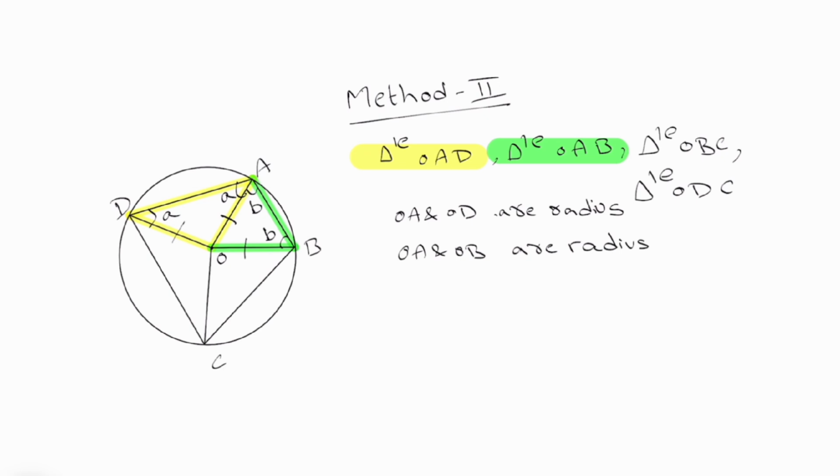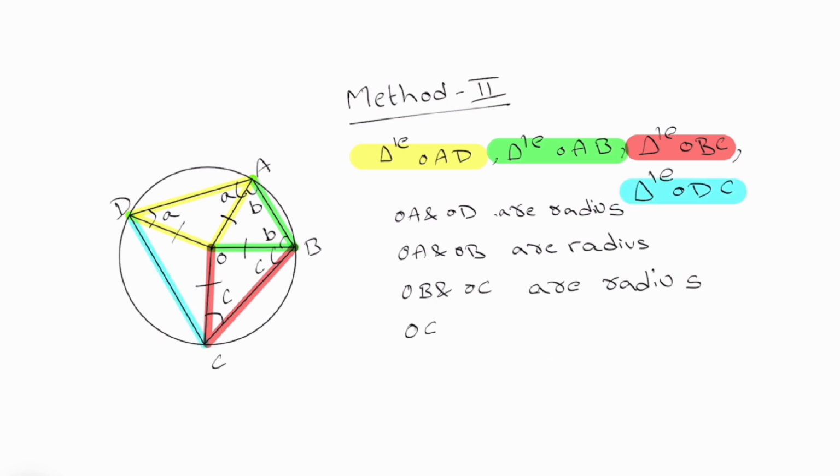Now consider the third triangle OBC. In triangle OBC also, OB and OC are radii of the circle. So OB and OC are equal, and it is also an isosceles triangle. In an isosceles triangle, angles opposite to the equal sides are equal. So if I name this angle as C, this angle also becomes C. Considering the fourth triangle ODC, in triangle ODC also, OC and OD are radii. This is also an isosceles triangle. If I consider the angle here as D, this one also becomes D.